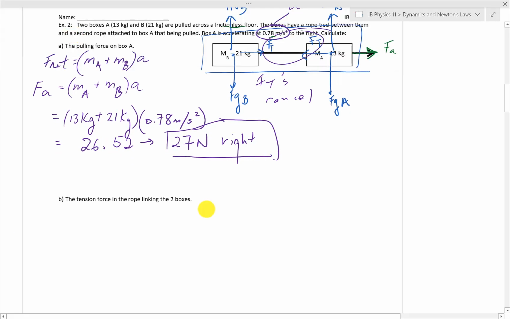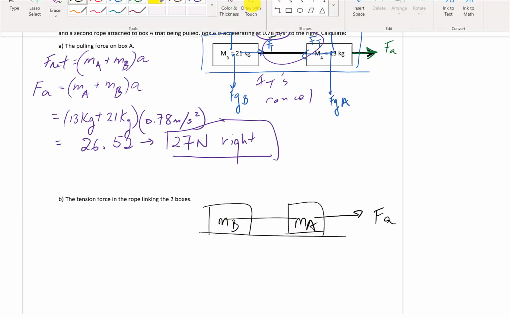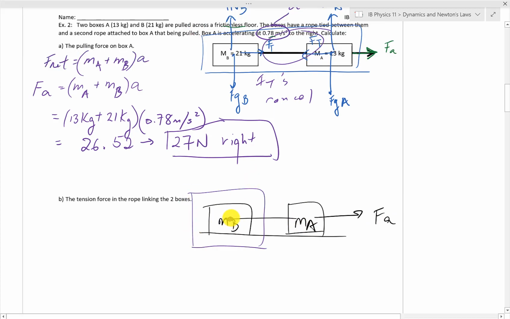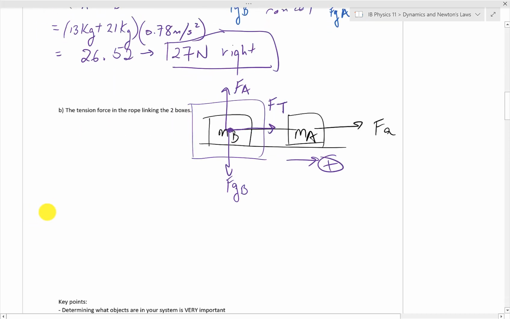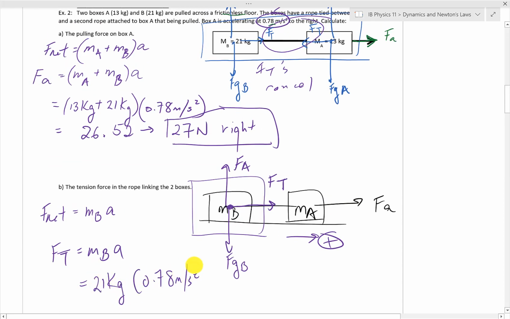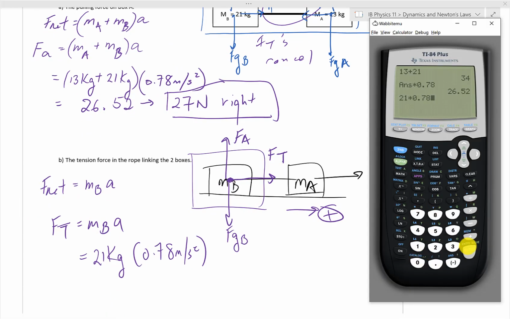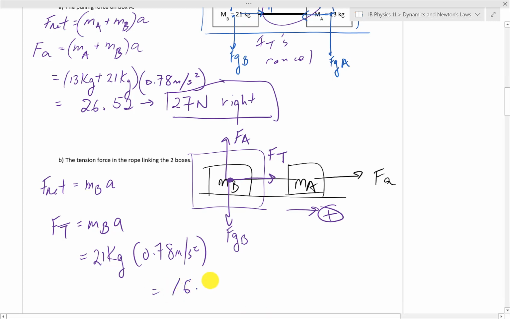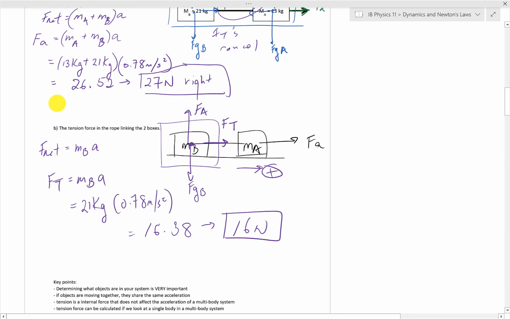Here we're calculating the tension force linking the two boxes. I will do the F net for both boxes just to show you how it works for each one. So starting with the mass on the right, B, here's our free body diagram, with acceleration towards the right being positive. Only the FT is the net force acting forward, and the acceleration is given in the problem. So then we multiply the two, giving us 16 newtons.